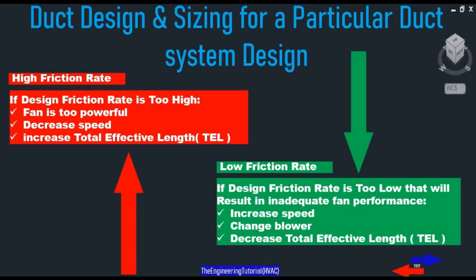So if the friction rate is too high, the fan will be too powerful and you need to decrease the blower speed or increase the total effective length. And if the friction rate is too low, that will result in inadequate fan performance, so you need to increase the blower speed or decrease your total effective length.